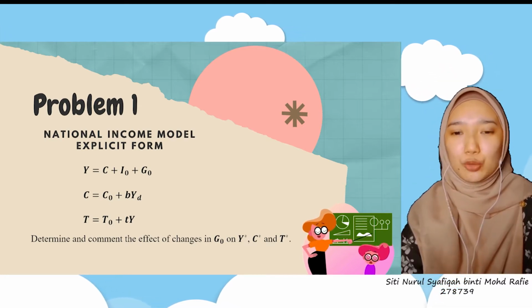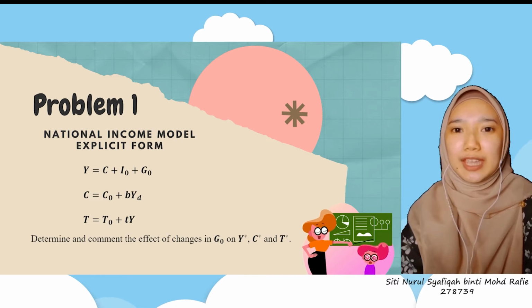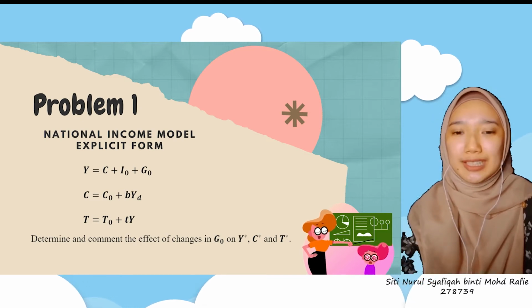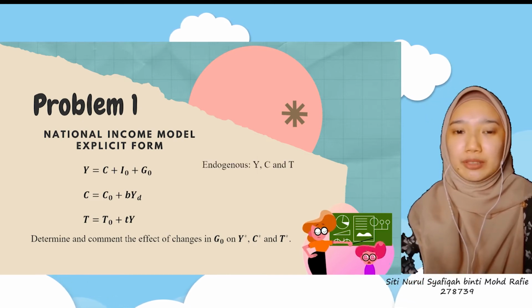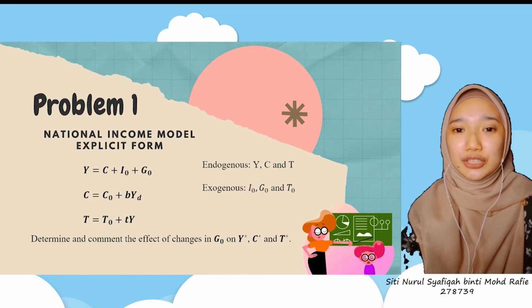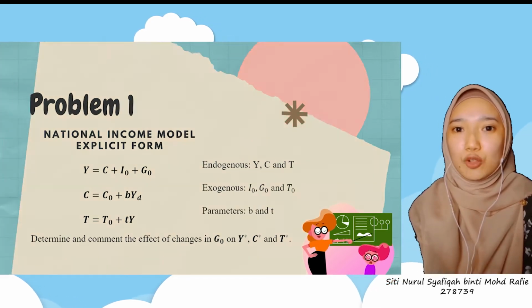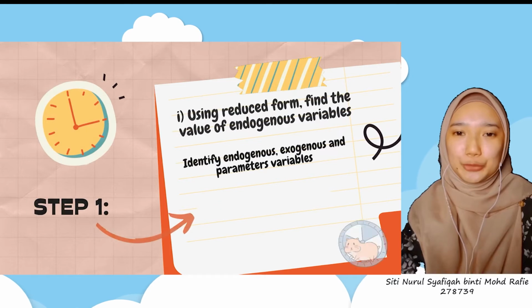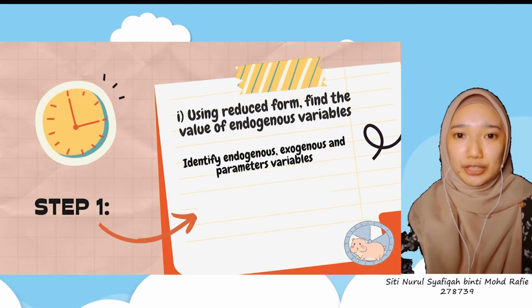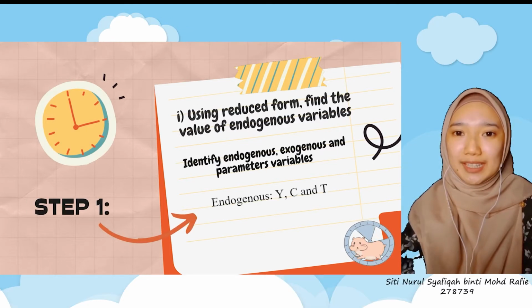The first thing we need to do is identify the endogenous, exogenous, and the parameters. The endogenous variables are Y, C, and T, while the exogenous variables are I null, G null, and T null. The parameters are only two variables, which are B and t. So the first step is to identify the endogenous variables, which are Y, C, and T.